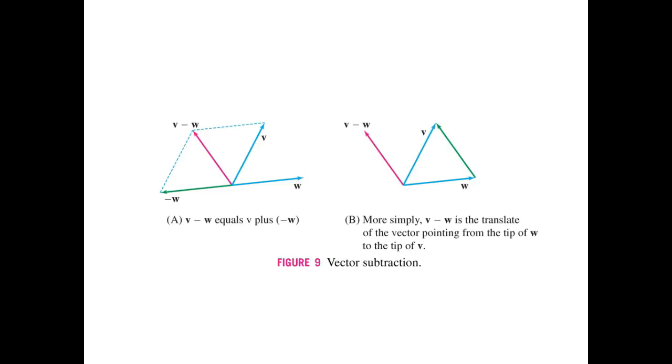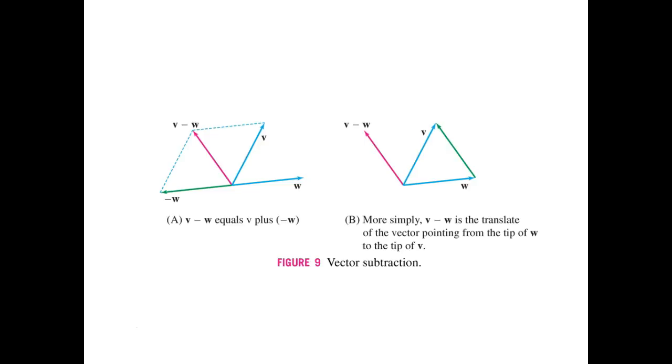But more simply, V minus W is the translation of the vector pointing from the tip of W to the tip of V. Now, if you want to remember it that way, fine. I don't choose to do so, but it's up to you. Perfectly fine. That's not the easiest way to do vector subtraction either. We'll get to that.